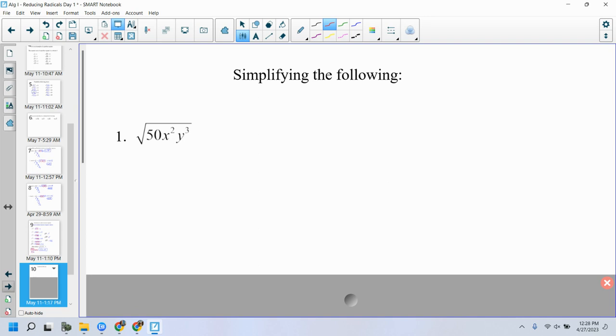All right, 50x squared y to the 3rd. Let's break it apart and just do each piece separately. Let's do the 50. Okay, that's 2 and 25, 5 and 5.